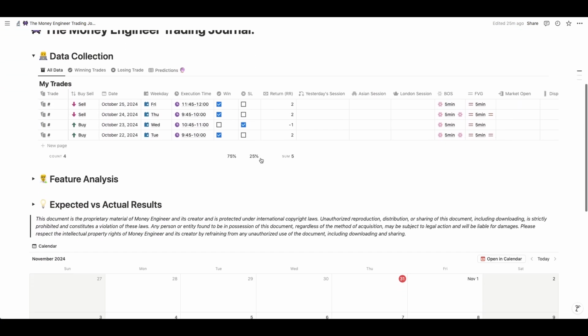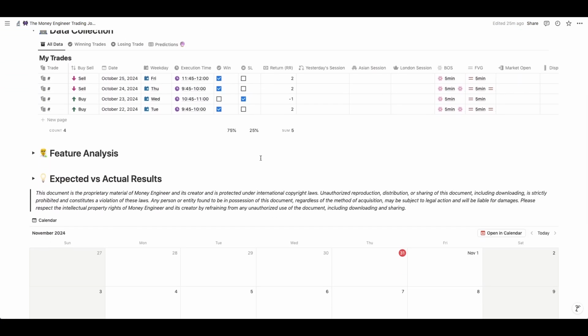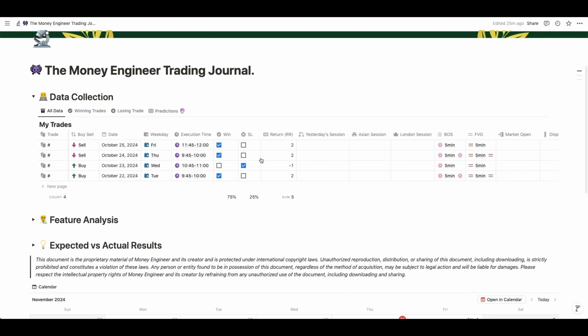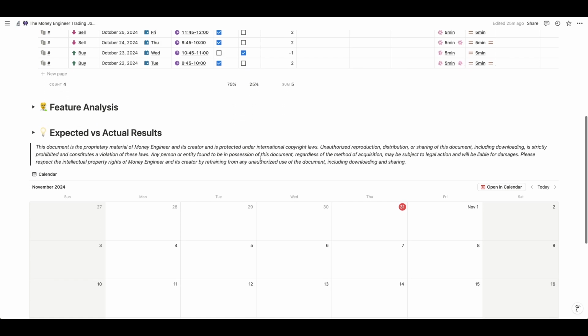All the other Notion templates I used in the past were just giving me the date, the weekday, or even the time of the execution. But this is just basic stuff. I wanted more detail as a data scientist.